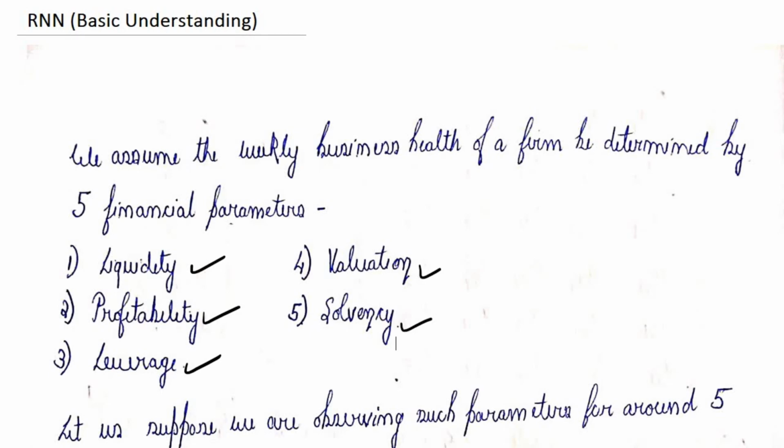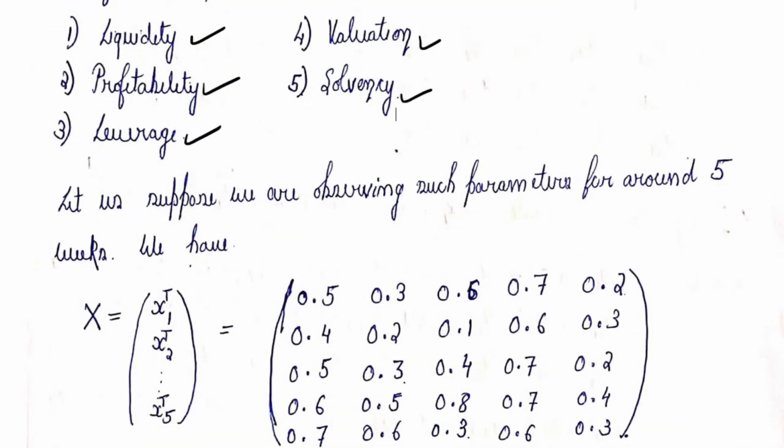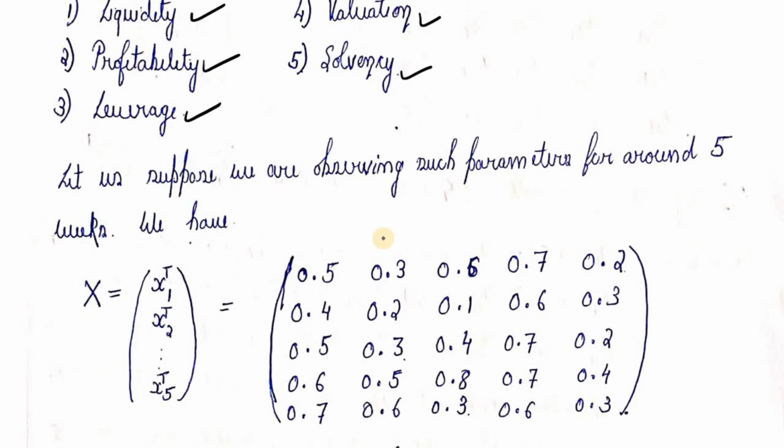We need to find the sales on a weekly basis, and we have data which might look like this. So this could be the five financial parameters spread across the 5 weeks. These are all made up values. This is not actually related to a particular firm. So this could be liquidity, profitability, leverage, valuation, solvency, and this is the value of liquidity in week one, in weeks 2, 3, 4, and 5, and so on. So we have the data corresponding to the five parameters in the 5 weeks.